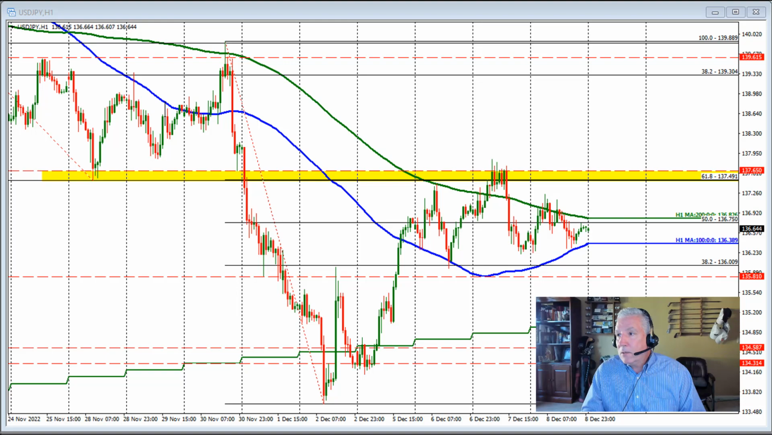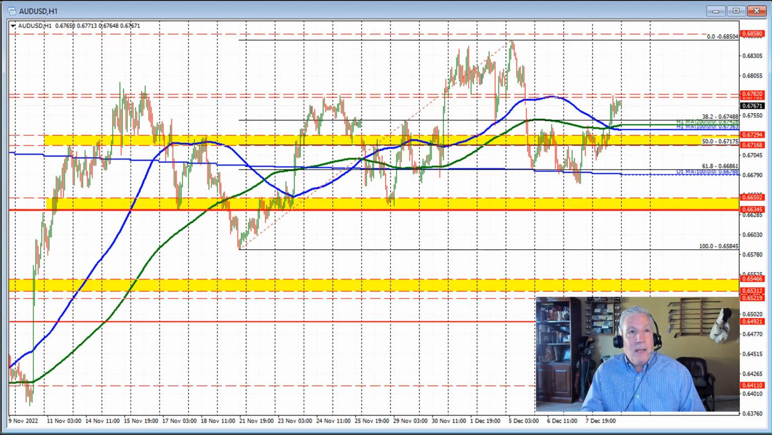Let's take a look at the Aussie versus US dollar next. In trading this week, what we know is the Reserve Bank of Australia raised their rates by 25 basis points early on Tuesday. And the market on Wednesday moved down and broke below the 100-day moving average.